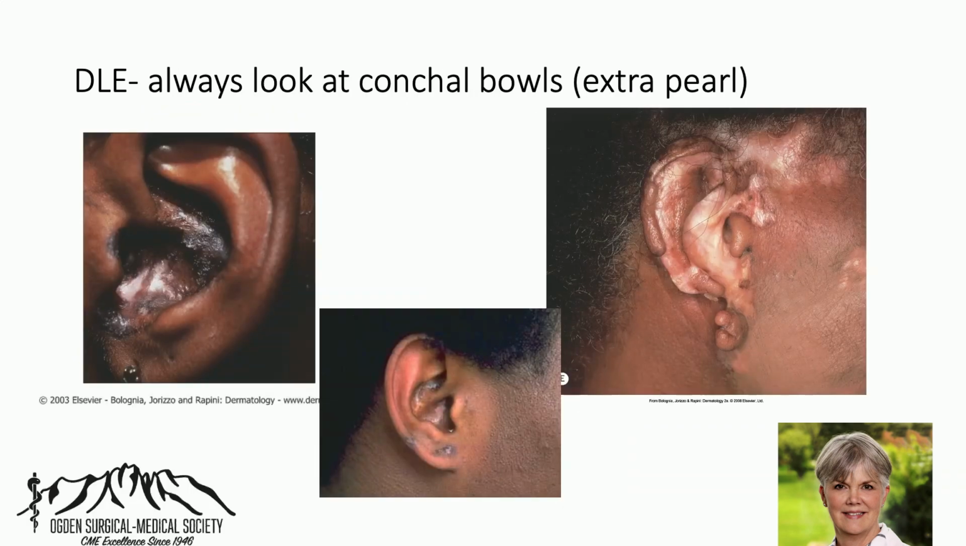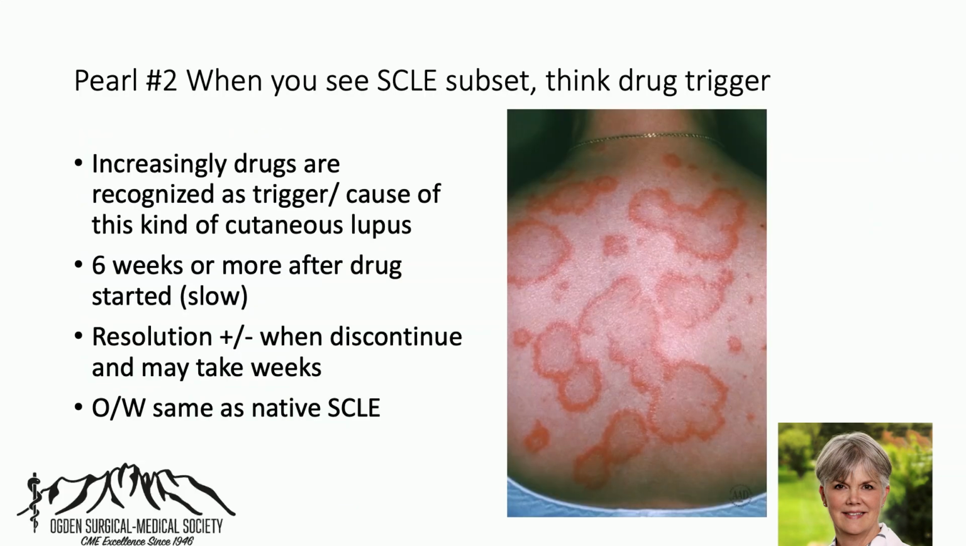All right, another mini pearl, always look in the patient's conchal bowls if you think they might have discoid lupus, because it very frequently is found there. All right, pearl number 2. When you see this unusual subacute cutaneous lupus, I want you to think about drug trigger. We are increasingly realizing that it is started by drugs, and you often need to take that drug away for the patient to get better instead of layering on treatment. Usually 6 weeks or longer after the drug was initiated. Otherwise, it is indistinguishable from other forms of subacute cutaneous lupus.